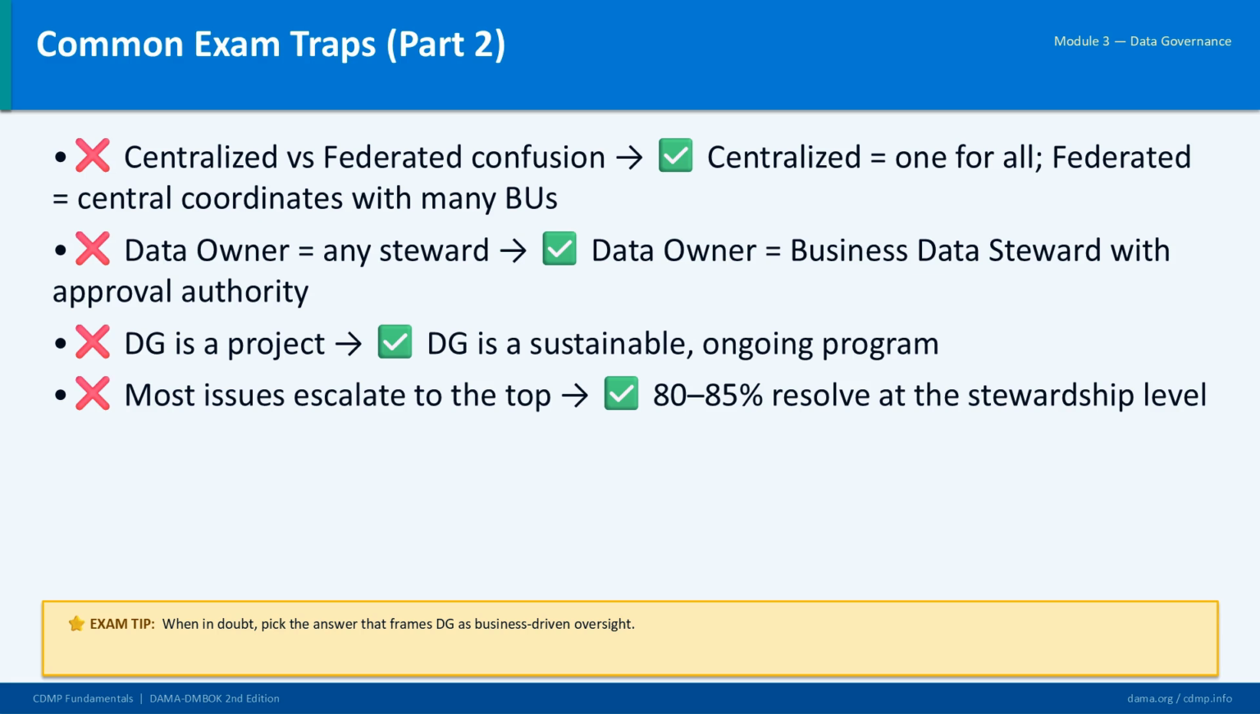Third, never treat governance as a project, it's a sustainable, ongoing program. And fourth, don't assume most issues escalate to the top. Remember, 80 to 85% are resolved right at the stewardship level. And here's a general heuristic for this chapter: when 2 answers seem plausible, favor the one that frames governance as business-driven oversight. That framing is almost always the DBOK's intent.